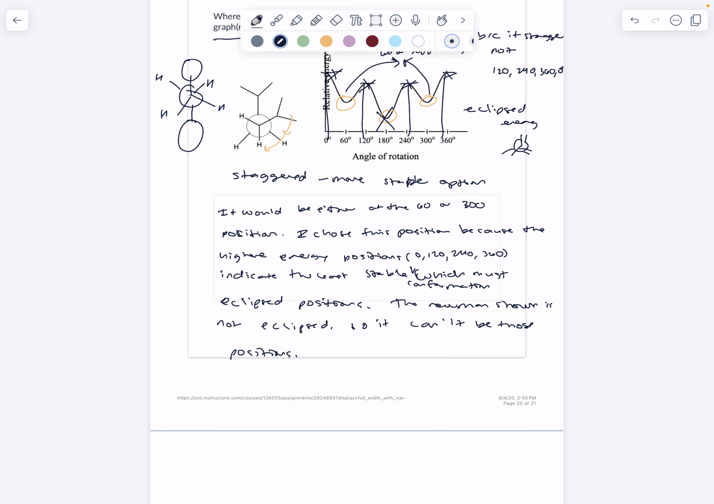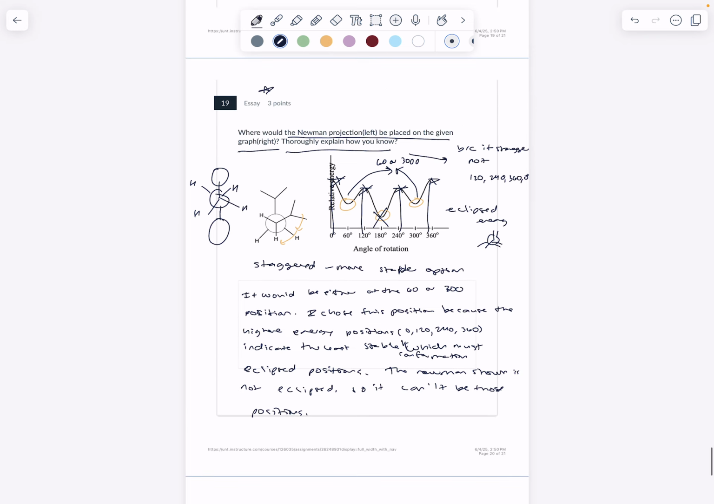So basically, I'm looking for a sentence in which you identify 60 and 300. If you get one or the other, you get partial credit. Then I'm looking for a sentence in which you indicate that the relative higher energy we know goes with the eclipsed positions. And then the last point would be that the relative lower energy must be the staggered, and the very lowest is anti, so it must be 60 or 300. So that is how I would approach that.